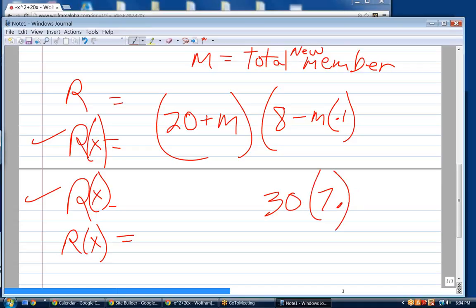For every new member, the membership fee is reduced by 10 cents? Yeah, it says the dues are reduced for all members. By 10 cents per new member? Yeah. Well, this will produce a quadratic.